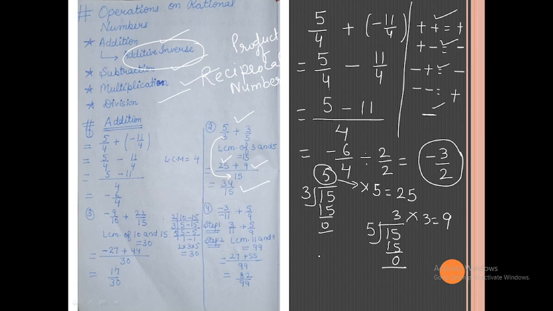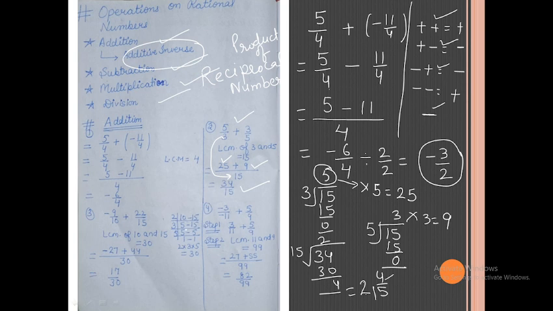If we want to convert it into mixed form, then you can take it like this. 15 twos are 30. Here we get remainder 4, and you can write this value as 2 and 4 by 15. 2 is the quotient, 4 is the remainder, and 15 is the divisor. This is also an example of addition: minus 9 by 10 plus 22 by 15. First of all, take the LCM.